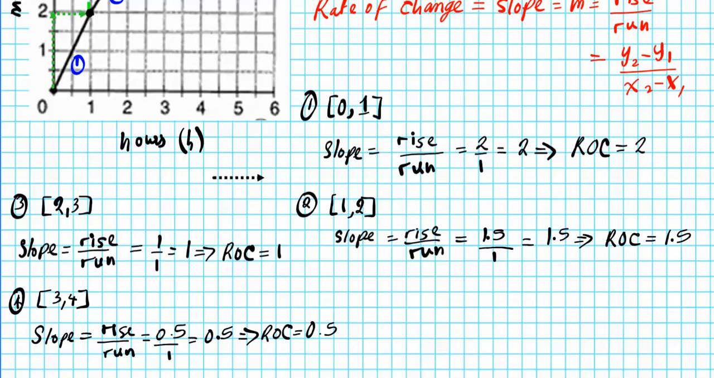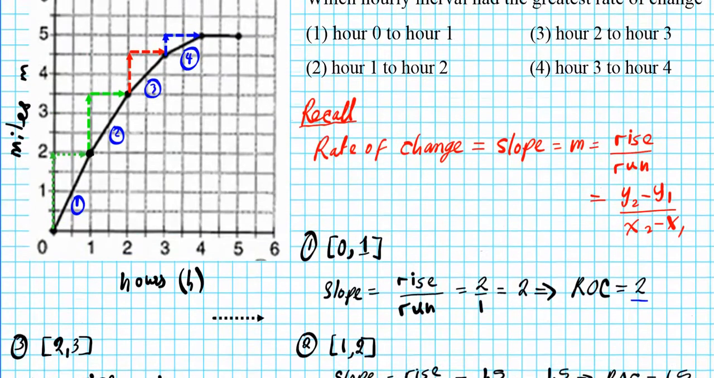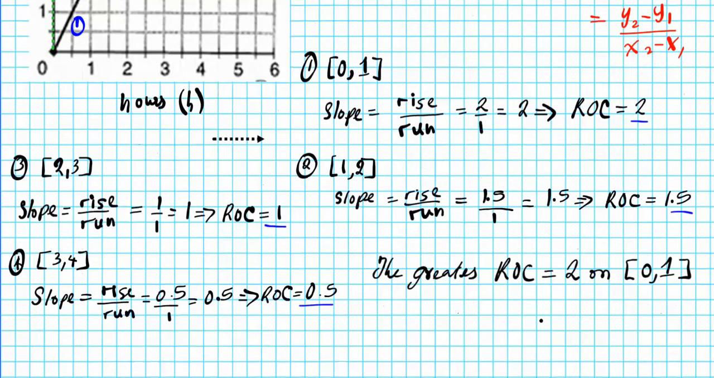Okay, so compare all these values. 0.5, 1, 1.5, 2, 2 is the greatest. Okay, so the greatest rate of change is 2. Okay, on the interval 0 to 1. So answer to number 1 is option number 1.